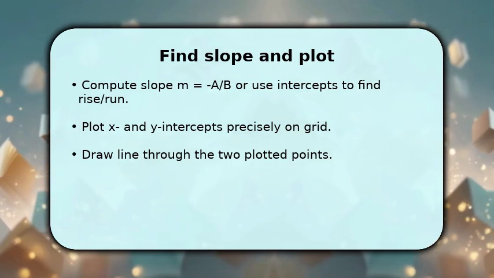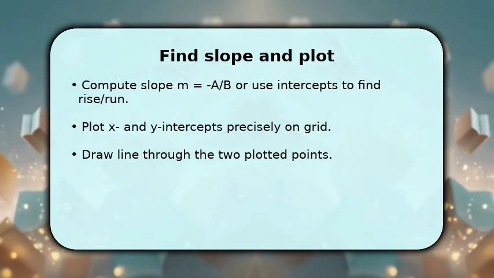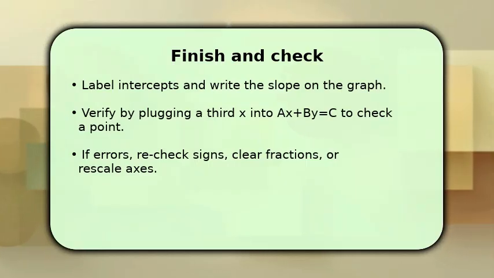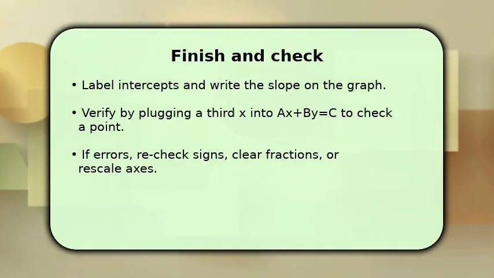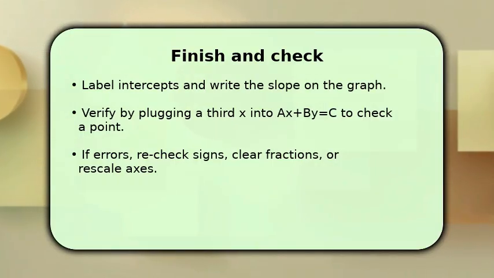To finish, neatly label both intercept points and jot the slope on the graph so the result is readable. Then verify accuracy by substituting a third x value into ax + by = c and ensuring the resulting point lies on your drawn line. This confirms you drew the correct line.